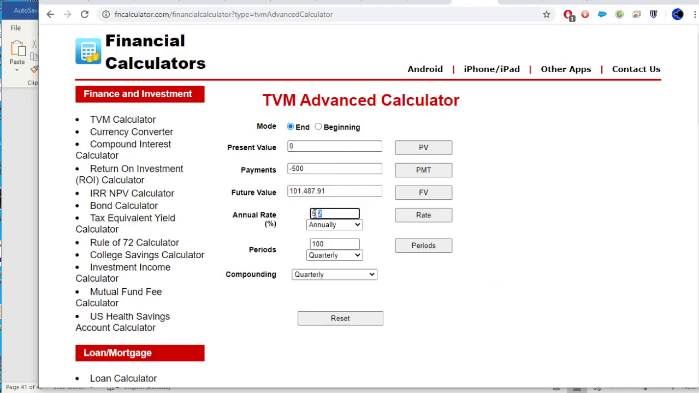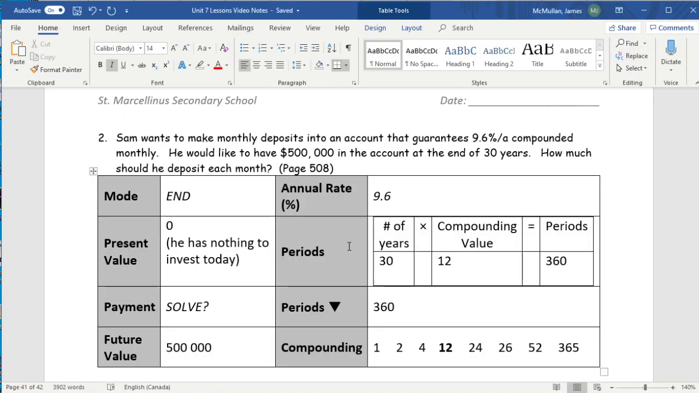Let's fill in what we know. 9.6 is the annual rate. 360 is the number of months, and it's compounded monthly. The future value he's interested in is 500,000. The amount he would need to save each month is $240.